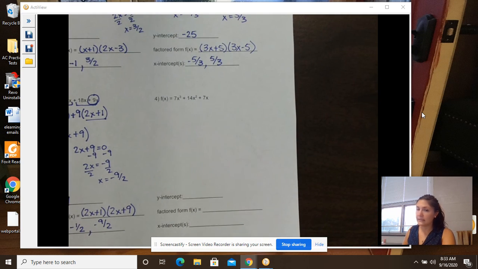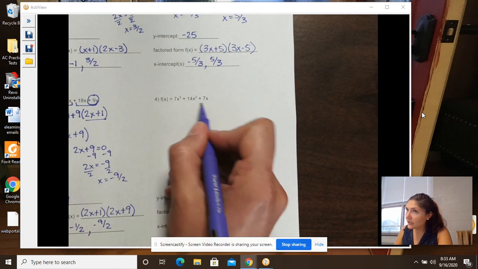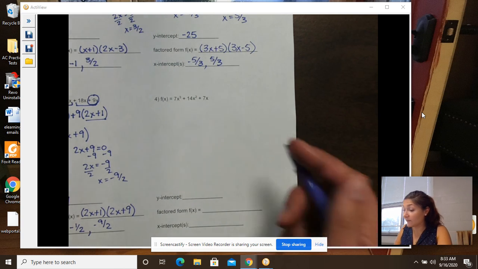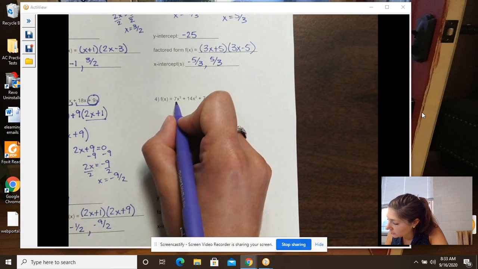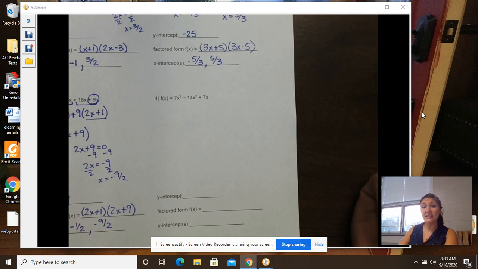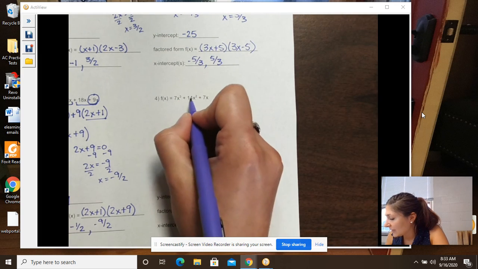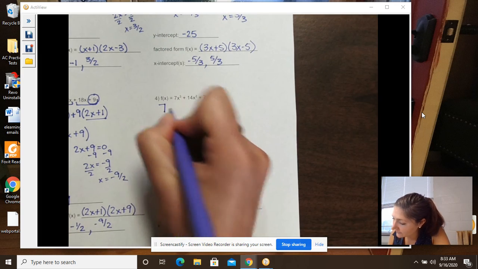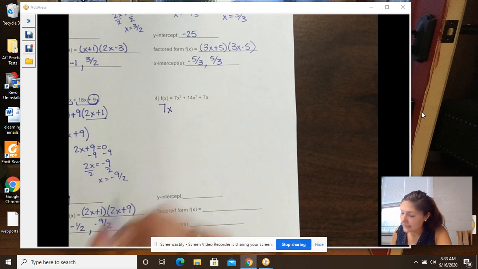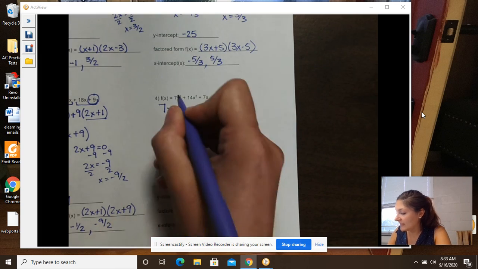Number 4, same idea. I've got 3 terms this time, so that's going to tell me that I want to use probably my AC method. Again, we want to start by looking to see if there's a GCF already. And for this problem, 7x cubed plus 14x squared plus 7x, I actually do have a GCF, a greatest common factor, to take out right at the beginning. So each of my coefficients are divisible by 7, and then each of my terms has an x, so I can also take out an x. So 7x is my GCF here.